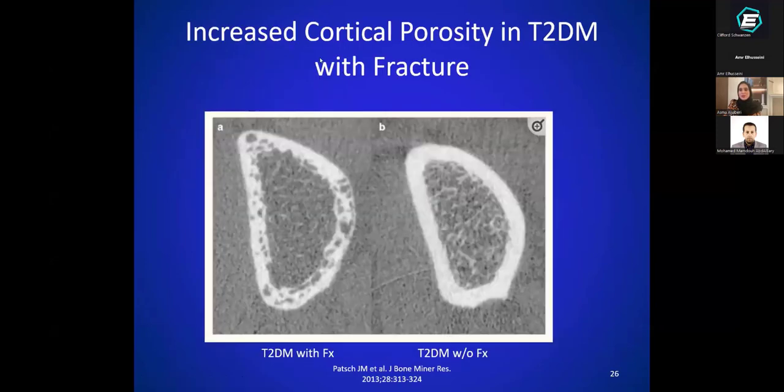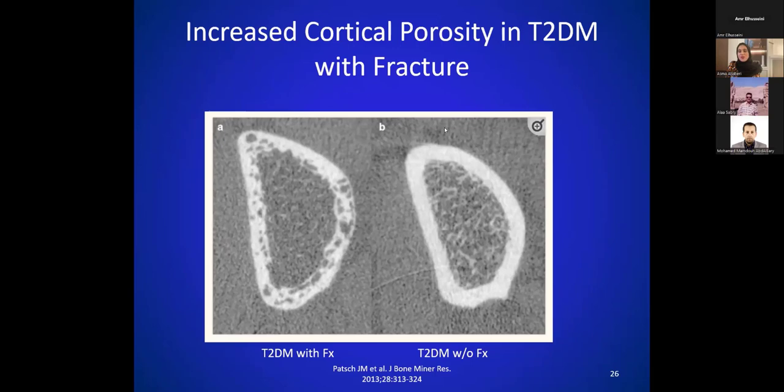And finally, this is also a CT, as I mentioned, to look at the bone quality in those patients. If you look at the left side, this is a type 2 diabetic patient with a fracture. On the right side is a type 2 diabetic patient without a fracture. If you look at the cortex of the bone, there is an increase in the cortical porosity in those patients with a fracture. So this indicates that the high porosity in those patients is really making them more susceptible to a fracture.